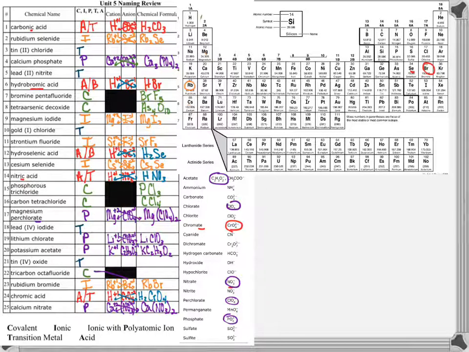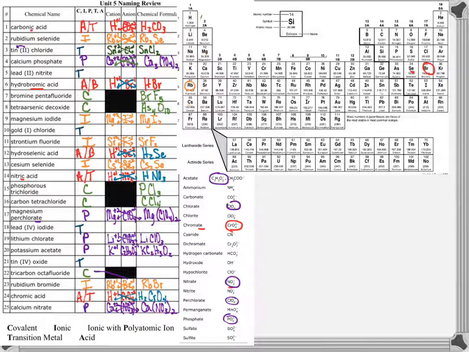Okay, next we have transition metals. We have tin 2-chloride. And again, remember that this Roman numeral tells us the oxidation number for tin. And so tin, my formula for tin is Sn. Oops, let me get a different color. It's a metal, so it has a charge of +2. Chlorine has a charge of -1. So my formula, again, I'm going to crisscross. So my formula is SnCl2.